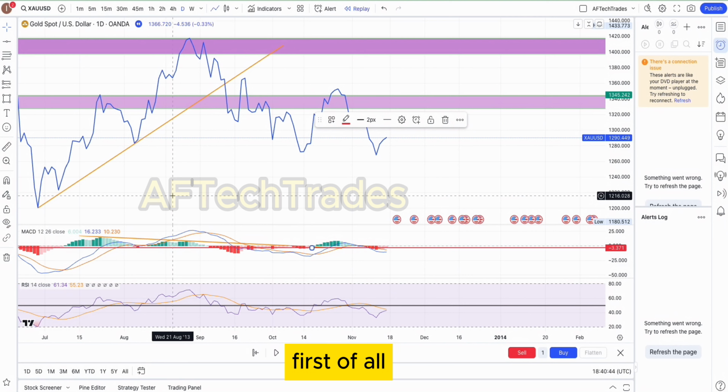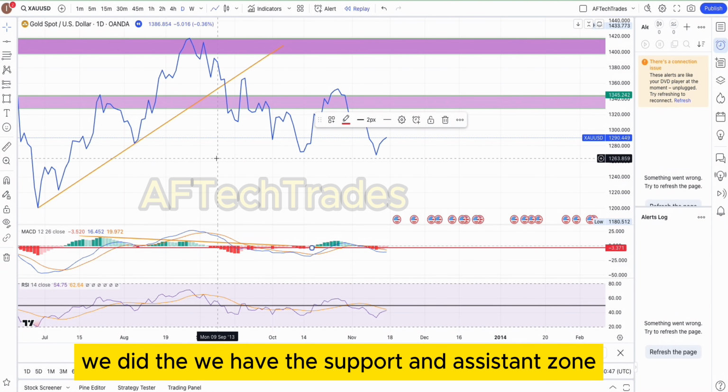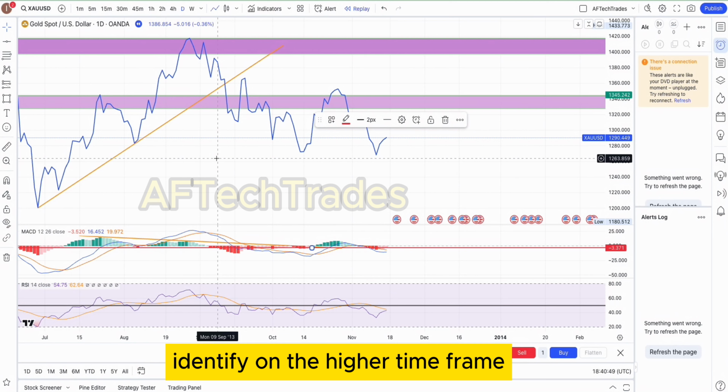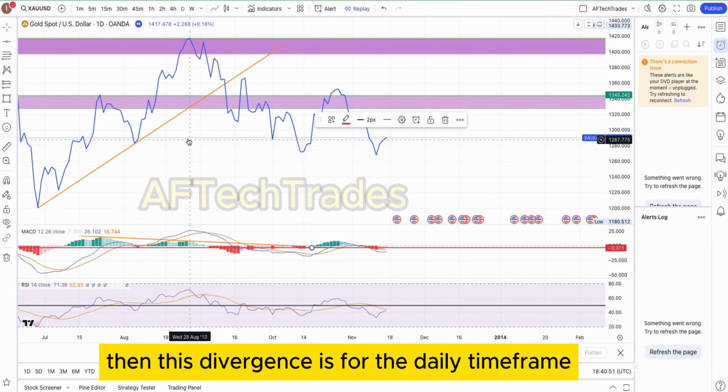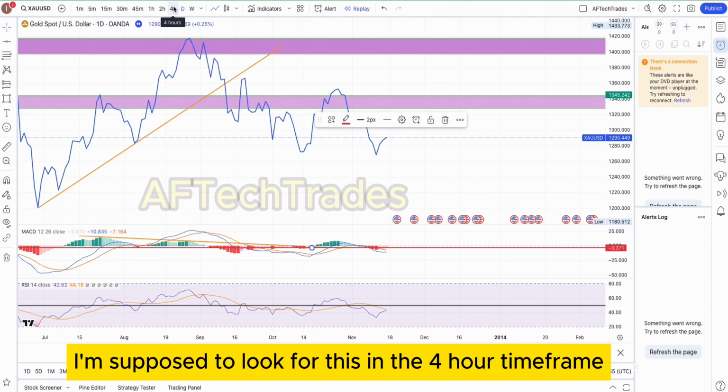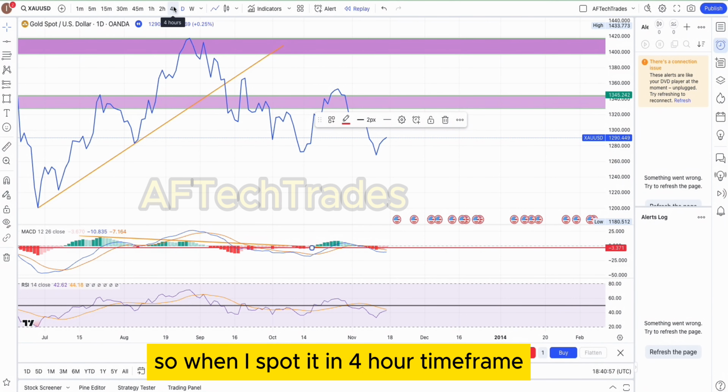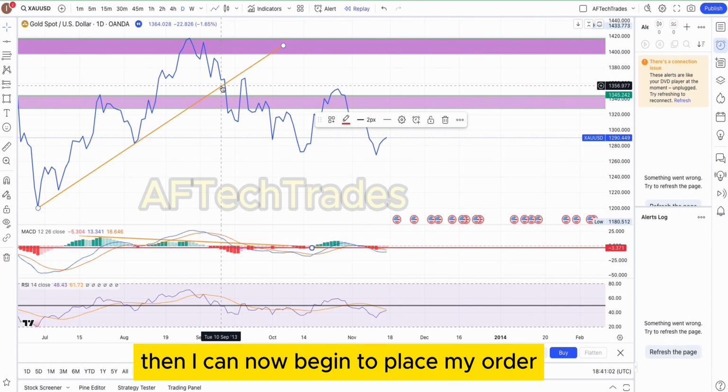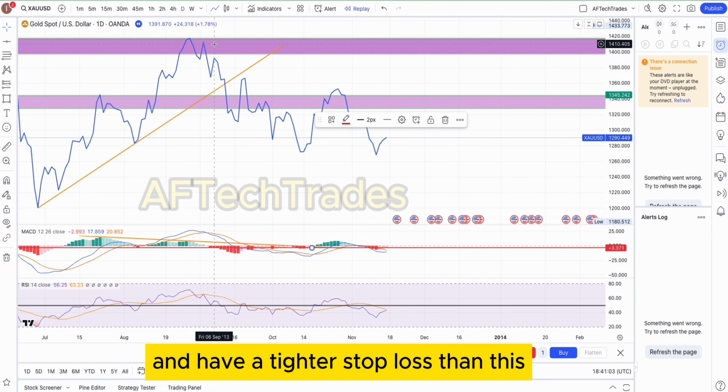First of all, we have the support and resistance zone identified on the higher time frame. Then this divergence is for the daily time frame. I'm supposed to look for this in the 4-hour time frame. So when I spot it in the 4-hour time frame, I can now begin to place my order and have a tighter stop loss than this. So as I said, let's move forward. I will take that. I can even take that here. Let's look at this.